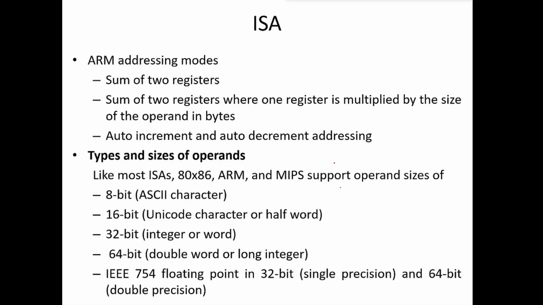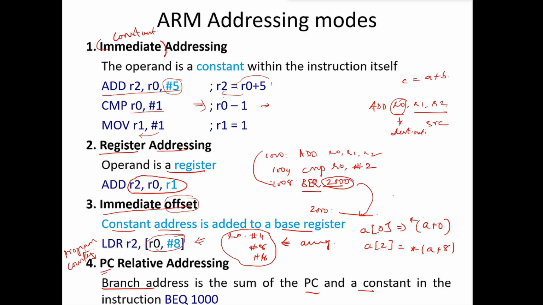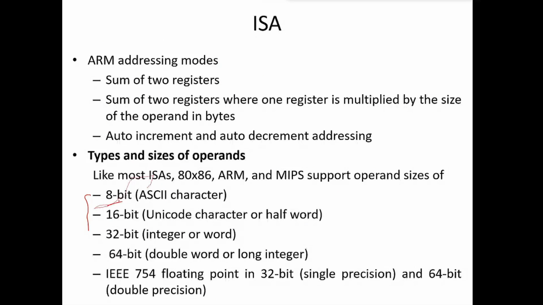The next important thing is the types and size of the operand. The size may vary. It may be 8-bit data, 16, 32 or 64-bit data. Or in the case of floating point operations, it may be 32-bit or 64-bit. So various operand sizes are allowed with respect to any of the architectures. You may have a doubt how it is differentiated.